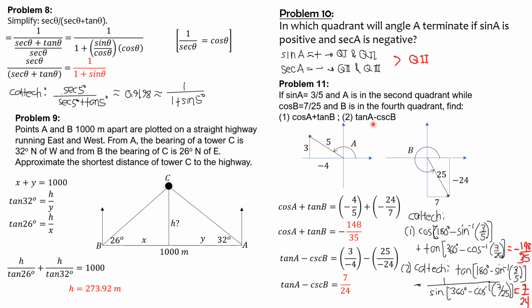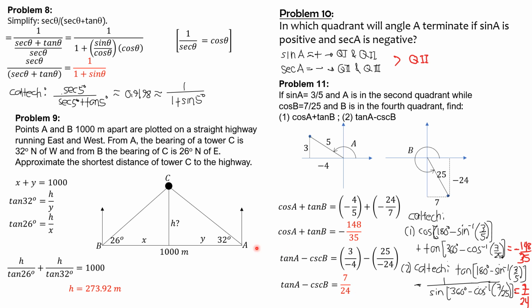For 11.2, tangent A minus cosecant B. Tangent of A is y over x, so it is 3 over negative 4, or negative 3/4, minus cosecant of B. Cosecant of B is r over y, and y is negative 24. So that's negative of negative 25 over 24. That's positive. Then minus 3/4, you'll get 7 over 24.